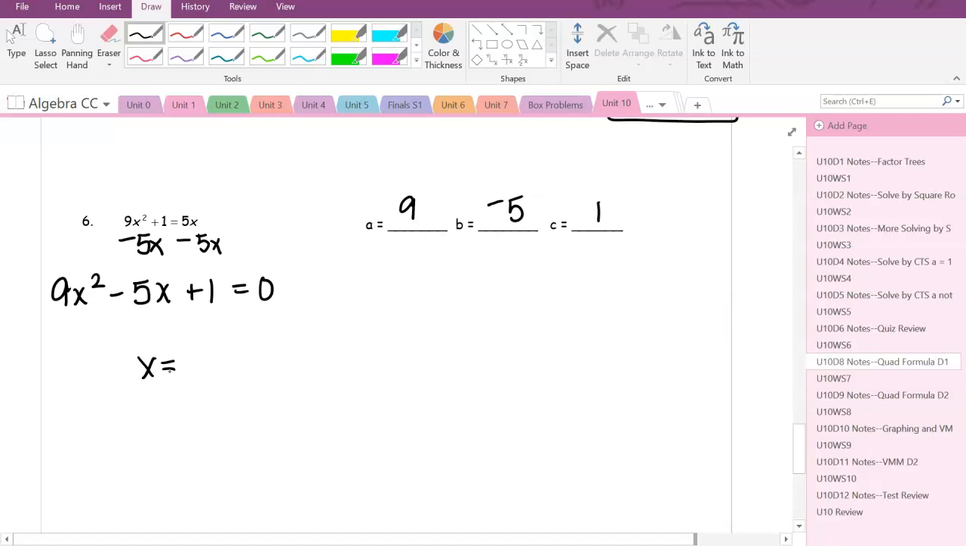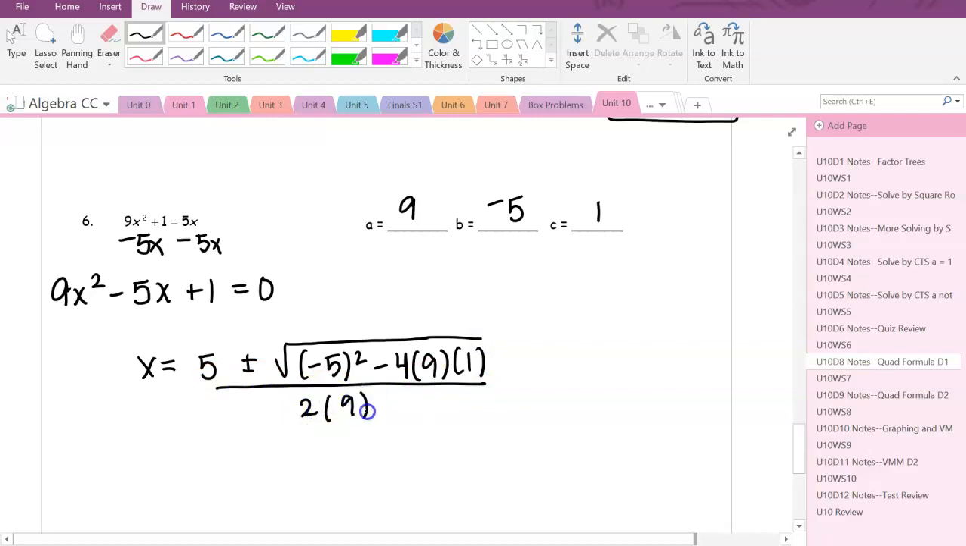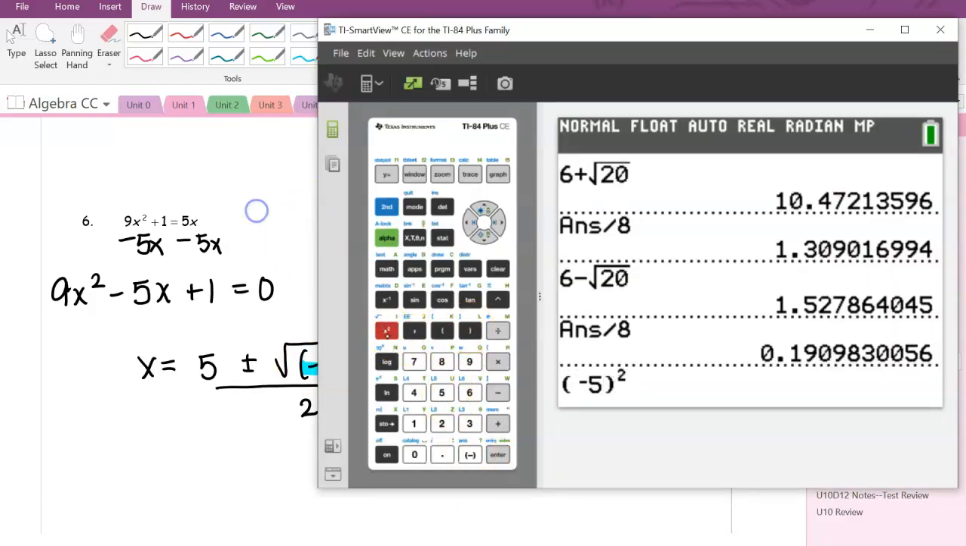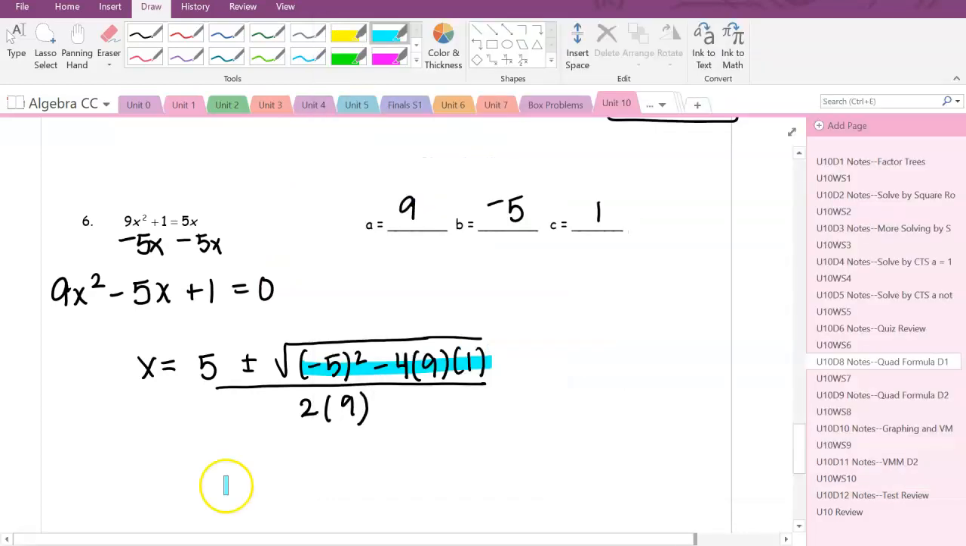All right, so we have x equals opposite b. So that's going to take your negative 5, change it to a positive, plus or minus the square root of b squared minus 4ac, all over 2a. All right, so now let's go ahead and evaluate our discriminant. Again, make sure you have parentheses. And that gives us a negative 11. All over 2 times 9 is 18.